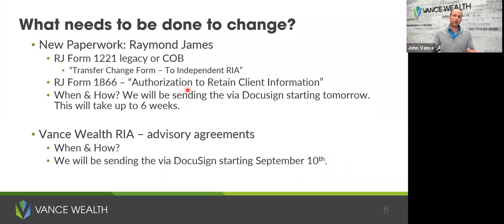What we want to make sure is all the Raymond James stuff is in order, and then we'll get the advisory agreements in next. So it's not going to impact anything that's happening in the third quarter, because we're essentially moving on October 2nd, which is the beginning of the fourth quarter. So those are the changes that are going to need to be made.